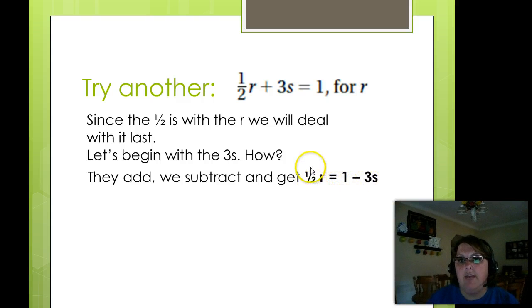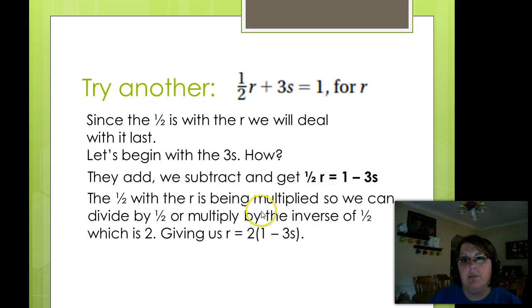Well, what does it mean when they have the 1/2 and the r written side by side? That means that they're multiplying. The 1/2 with the r is being multiplied. So we can divide by 1/2 or multiply by the inverse of 1/2, which is 2. That's what I prefer to do because dividing by fractions looks messy and ugly. So that leaves us with r equals 2 times the quantity 1 minus 3s.